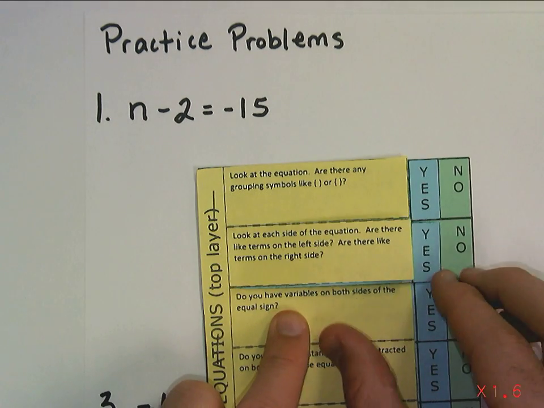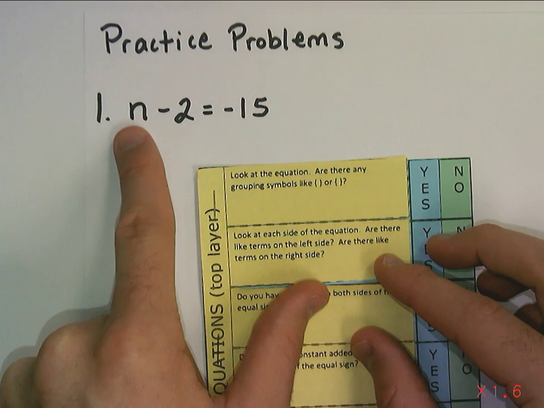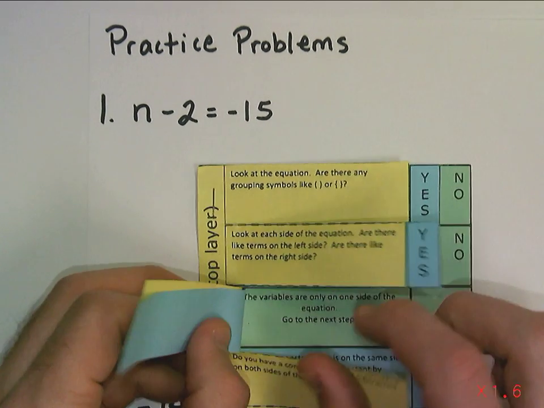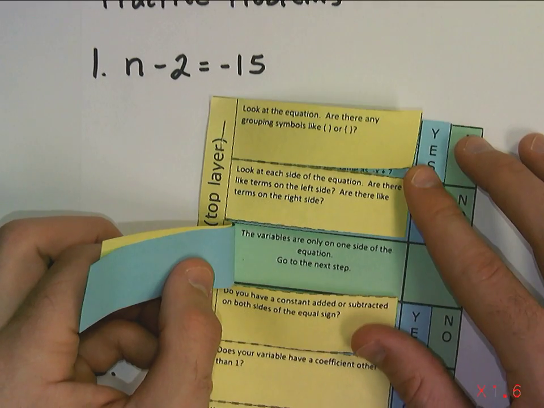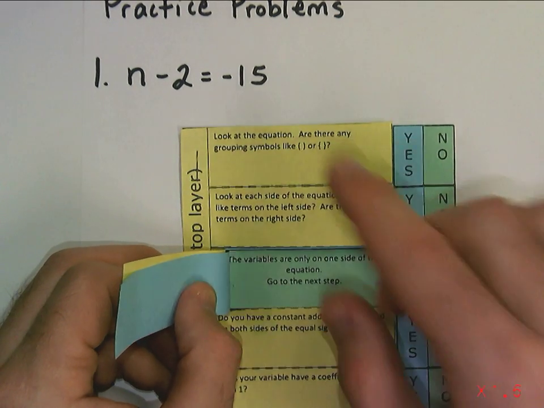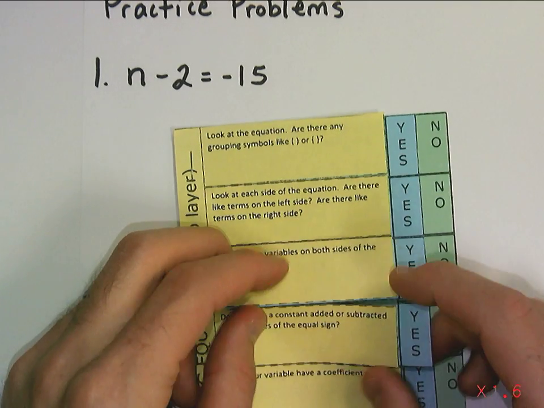Do you have variables on both sides of the equal sign? No, I don't. I just have n on the left-hand side. So I'm going to flip to no. And it says, the variables are only on one side of the equation. Is that true? Yes, n's only on the left-hand side. Go to the next step.